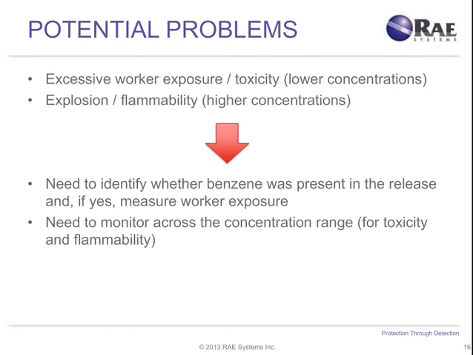So operationally, what would you need to do in terms of detection and measurement objectives? You will need to identify whether benzene is present in a release. And if yes, you need to know how much benzene specifically your workers got exposed to, right? And you need to be able to monitor for benzene across its concentration range for toxicity and flammability. Of course, these are some of the goals. You'll have other issues to deal with in terms of the cleanup and potential evacuation decisions, depending upon the concentration and the scope of an accident. But we're just covering the detection part here.